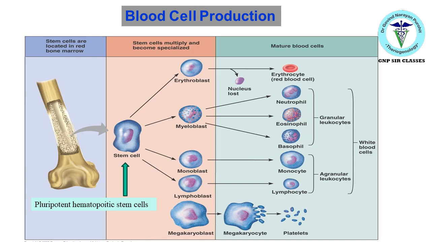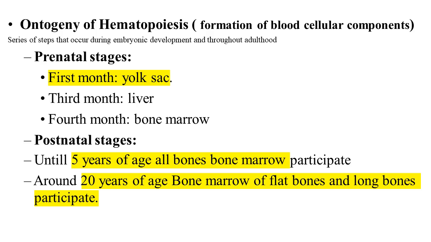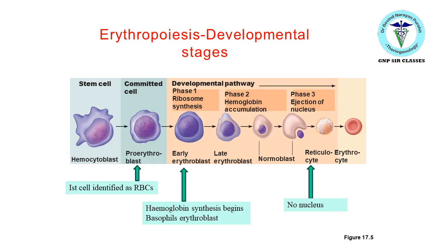Blood cell production starts with stem cells in the bone marrow, which differentiate into various types of blood cells, including erythrocytes, leukocytes, and platelets. Hematopoiesis involves the formation of blood cellular components. Prenatal stages include the yolk sac, liver, and bone marrow, while postnatal stages involve bone marrow participation up to 20 years of age. Erythropoiesis is the process of red blood cell development, starting from stem cells and progressing through various stages until mature erythrocytes are formed.